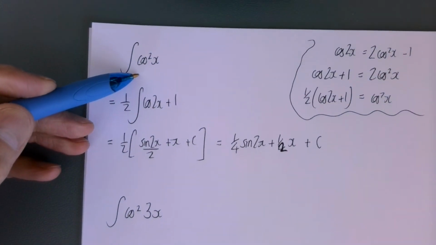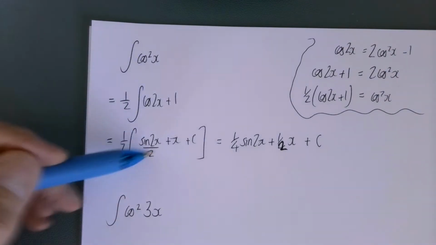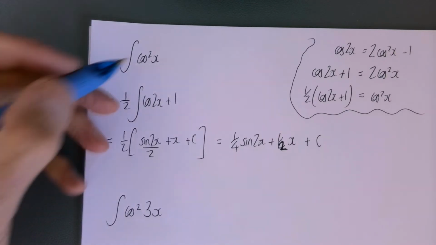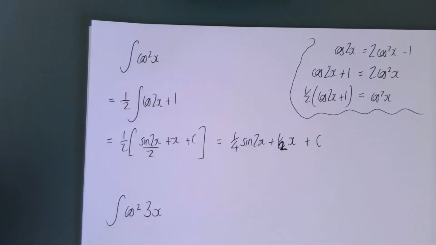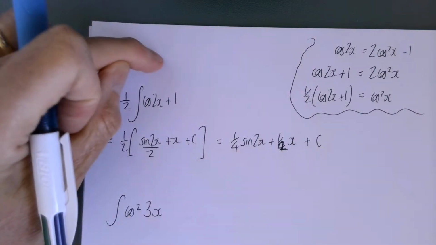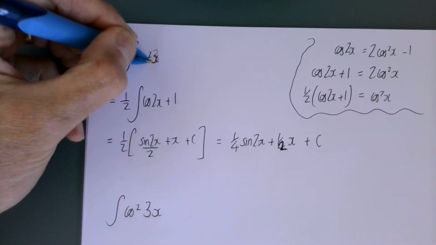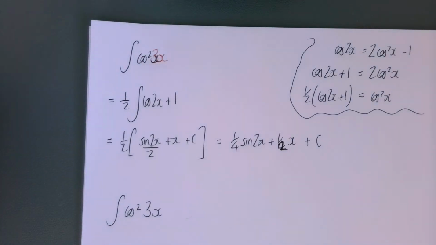I would firstly copy and paste my cos squared x integration. So we've just done that. And then I'd say to myself, okay, what happens in this process if I replace this x here with 3x? So let's replace that x there with 3x.